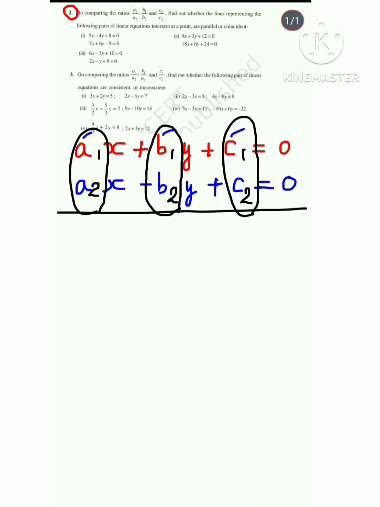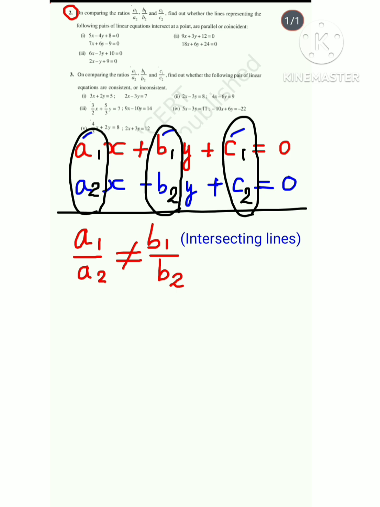जस्तो कि if a1 by a2 is not equal to b1 by b2, students, in these conditions there will be intersecting lines, right? It means the lines that we draw in the graph will intersect at a point like this.